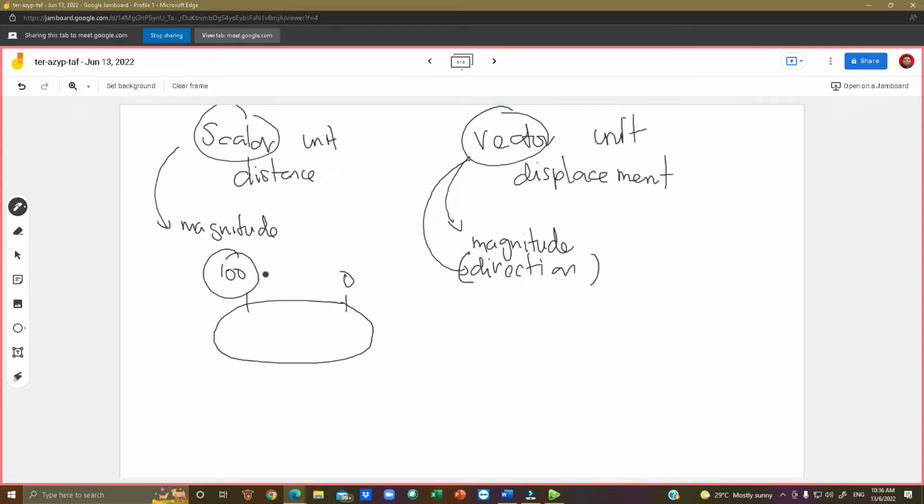Bergerak 100 meter. Okay, bergerak 100 meter. Tapi, we can describe that in term of plus 100 ke atau negatif 100. Means, we can describe in term of direction. Okay, so to understand direction, we are going to use coordinate. Okay, nama koordinat ni Cartesian coordinate.